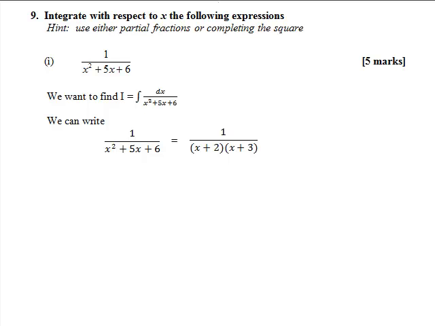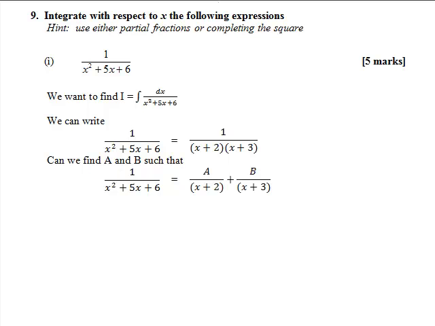Looking at the expression in the base, it's clearly factorizable into x plus 2 times x plus 3. And choosing two variables at random, we're going to write this as a over x plus 2 plus b over x plus 3. And then putting those two expressions over a common denominator, we can write a times x plus 3 over x plus 2 times x plus 3 plus b times x plus 2 over x plus 2 times x plus 3, which means that the right hand side and the left hand side are over a common denominator.